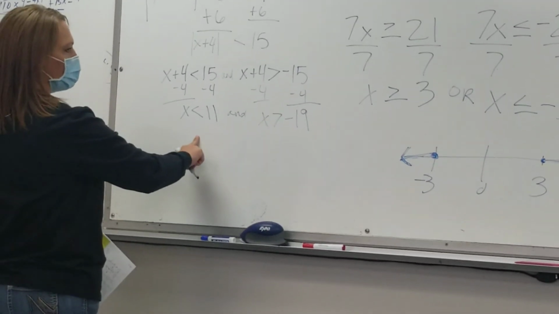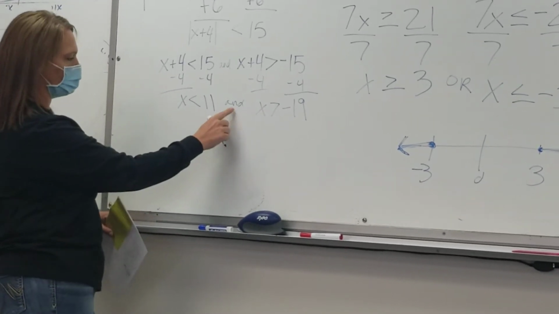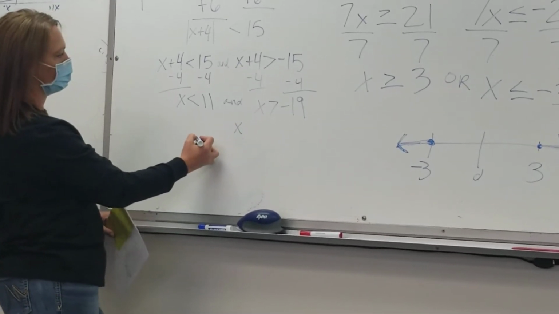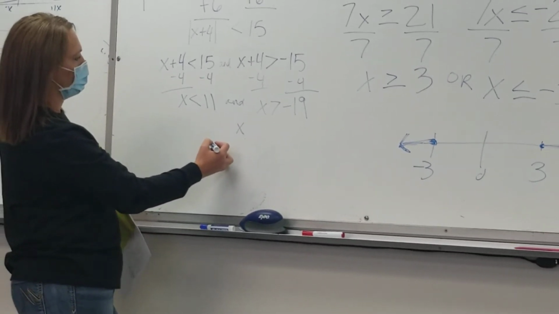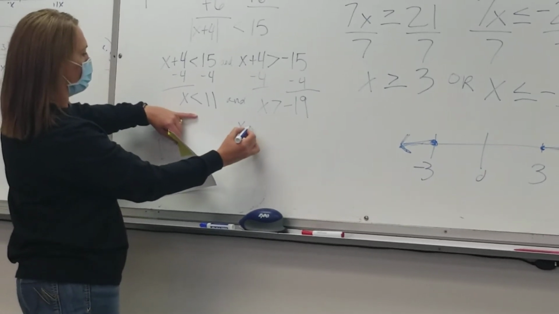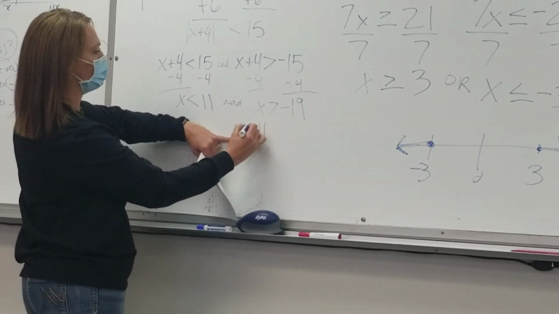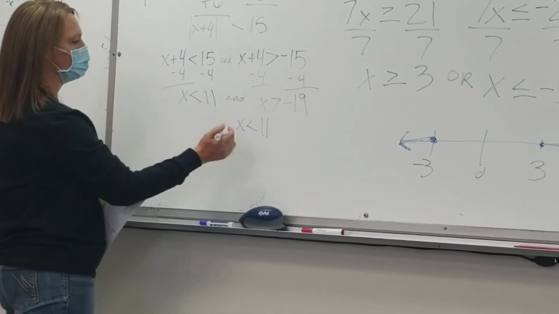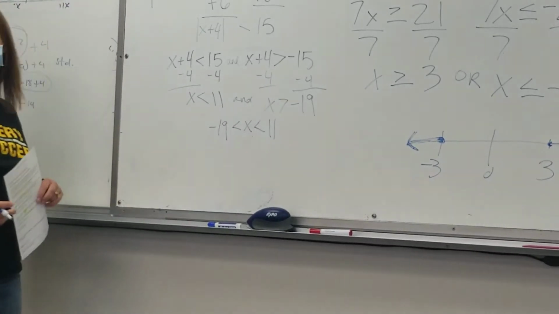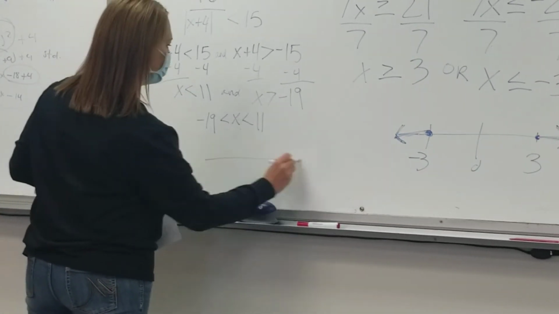So what's another way that I can set this up? The other way that we can write this inequality: x in the middle. Negative 19 is less than x, and then 11 is greater than x. So x is less than 11, as we read from the variable, and x is greater than negative 19. All right, how are we going to graph it?